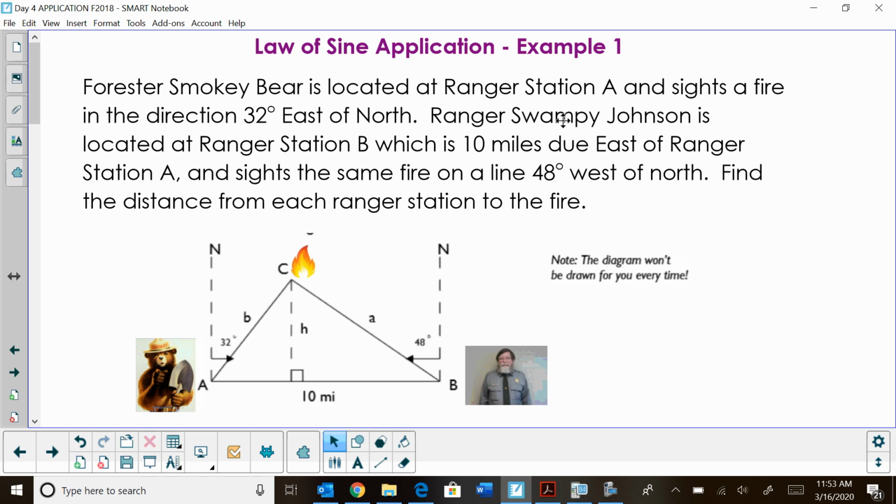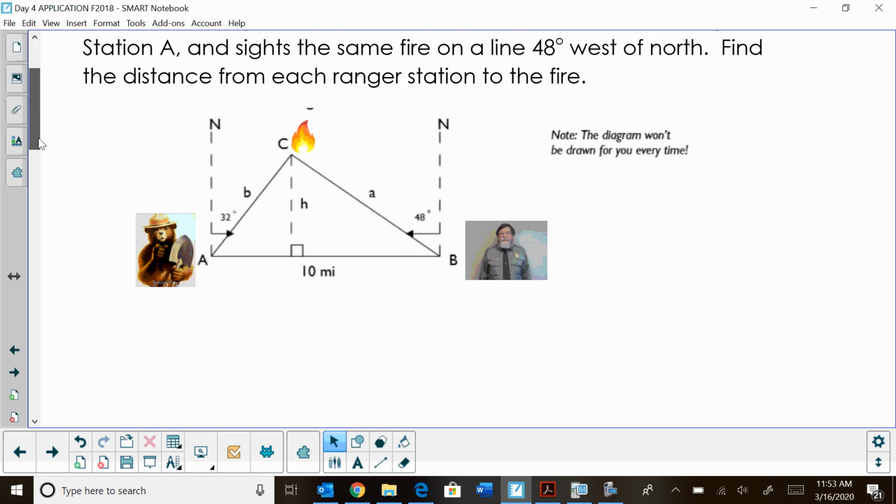Then we have Ranger Swampy Johnson located at Ranger Station B over here, which is 10 miles due east of Ranger Station A. So we've got 10 miles to the east. And he sights the same fire on a line of 48 degrees west of north. So again, your bearing is north and your angle is 48 degrees west of north. Find the distance from each ranger station to the fire. So we need to know what A is and we need to know what B is.